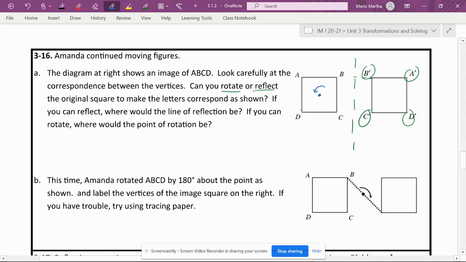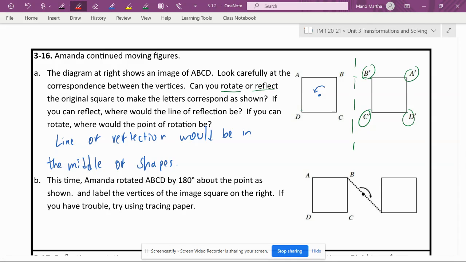All right, so for the first one, the line of reflection would be in the middle of both shapes. And then the center of rotation, the point of rotation, would be in the center of the square.